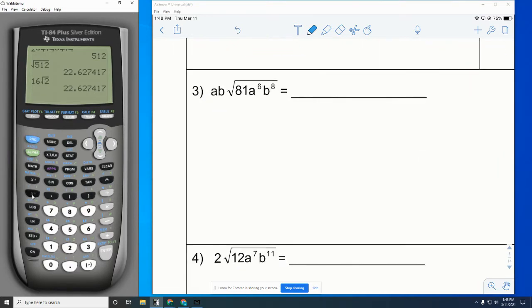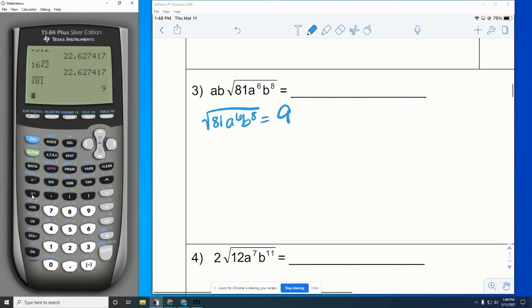Number 3, the square root of 81 is 9. So let me simplify this part first, and then we'll put it together with what's outside. With my A's, 6 broken up into groups of 2, I can make 3 full groups. With my B's, I can make 4. So now let's combine with what was in front.